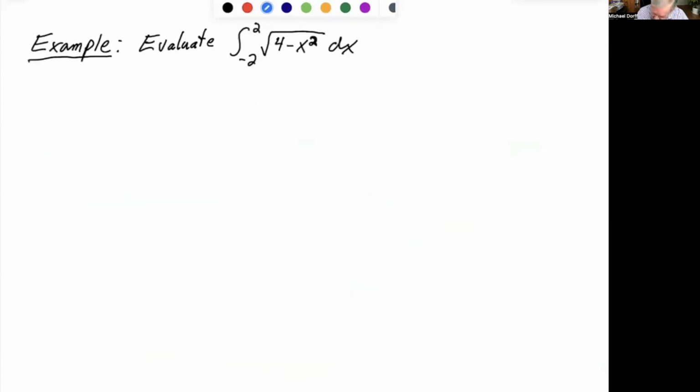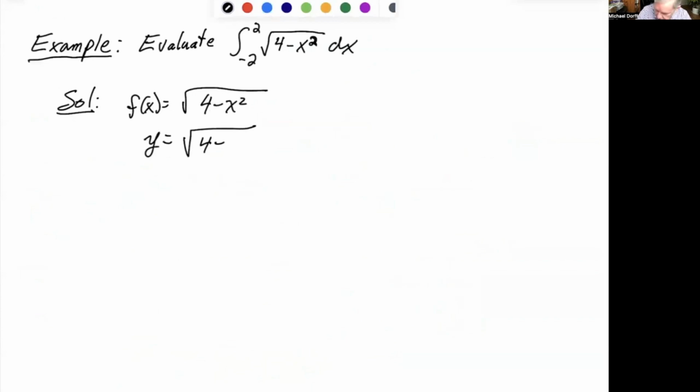Let's look at this example here. So here I've got my function, f of x is the square root of 4 minus x squared. I can think of that as y equals this. What is the graph of that? What does that shape look like? Well, let's square both sides. If I square both sides, I get y squared equals 4 minus x squared. If I bring the x squared to the other side, I'm going to get x squared plus y squared equals 4.